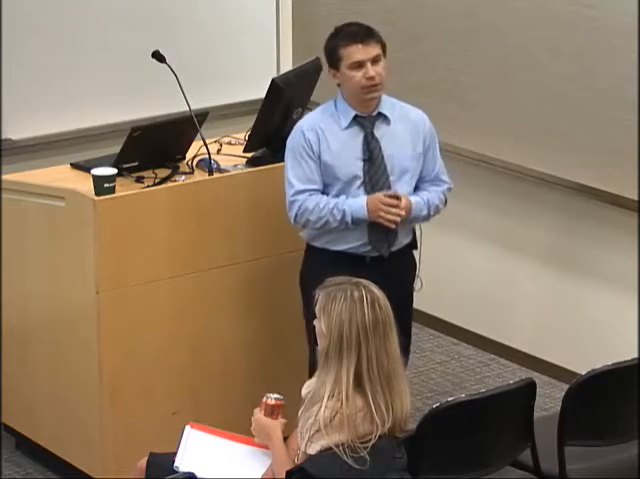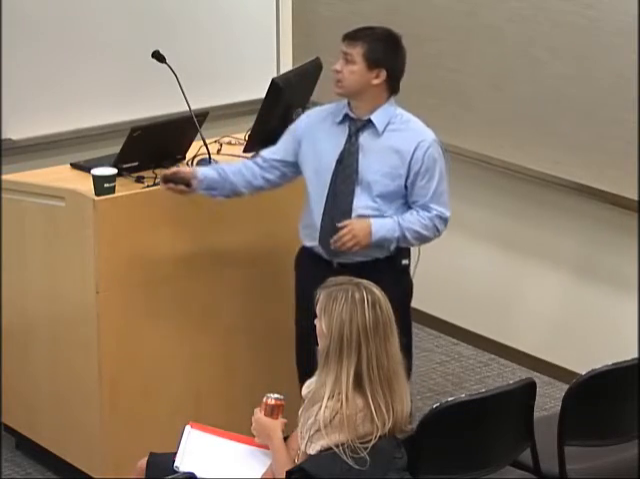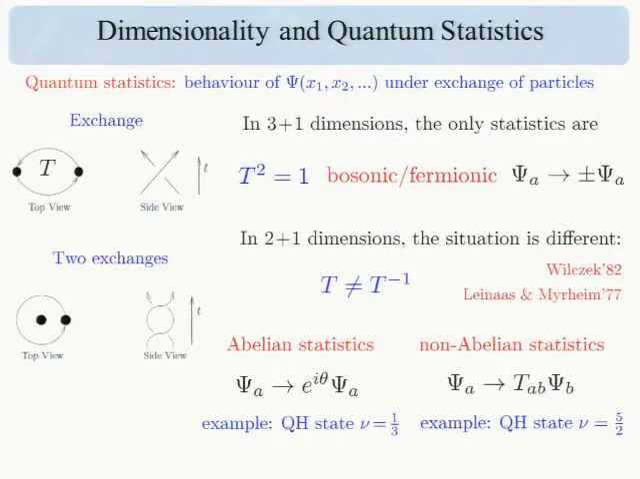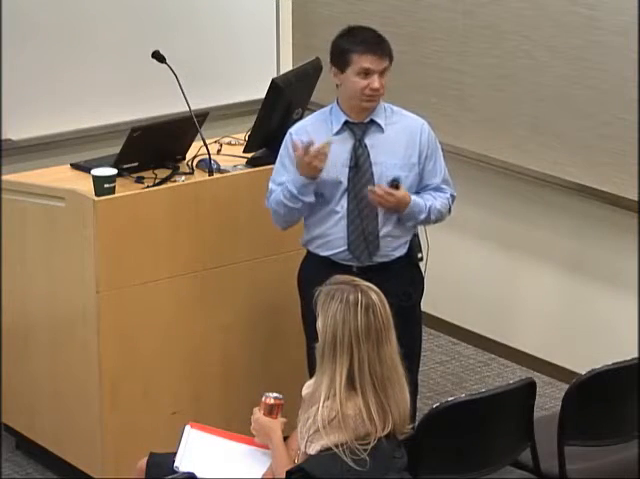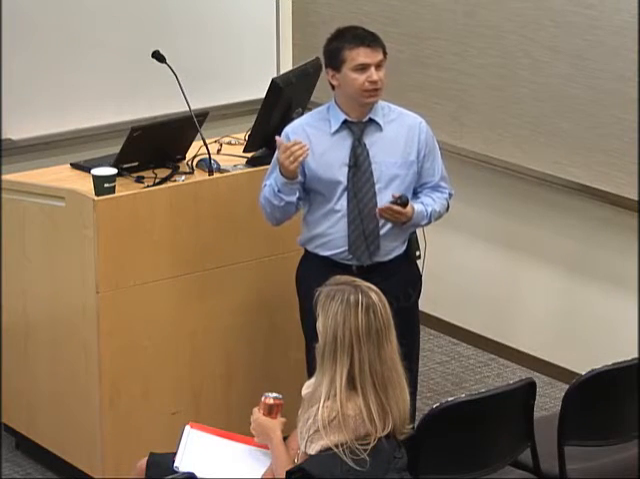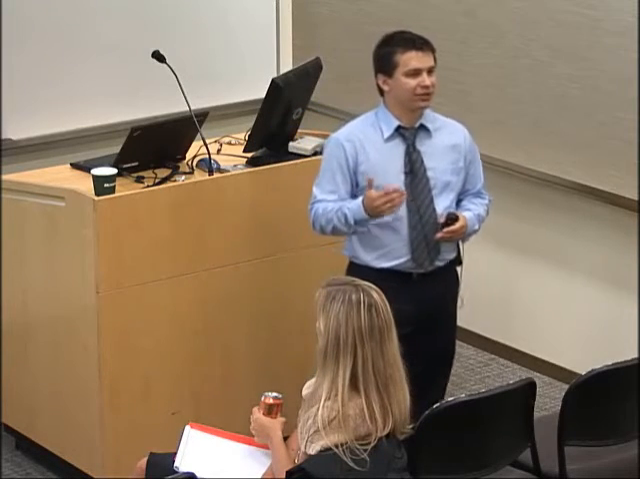And the intuition is why this doesn't happen in 3 dimensions? Because in 3 dimensions, as I explained, the exchange is very trivial. The braid group is trivial. So two exchanges give you just one. And so the square root of 1 can be either plus or minus 1.